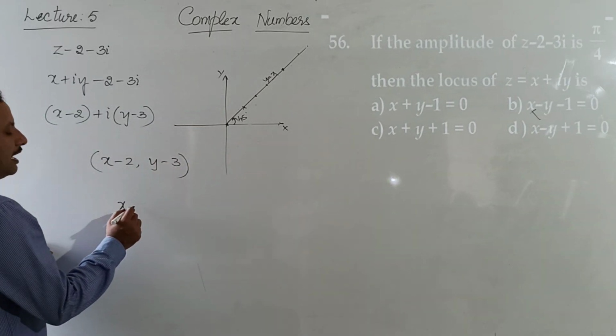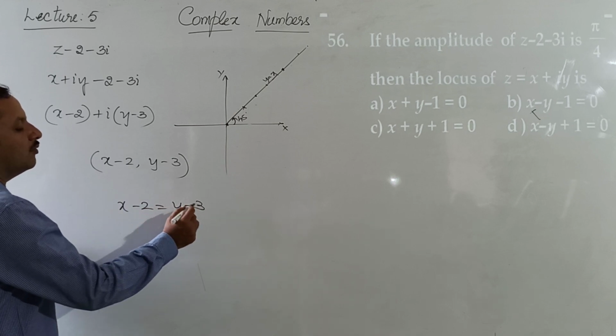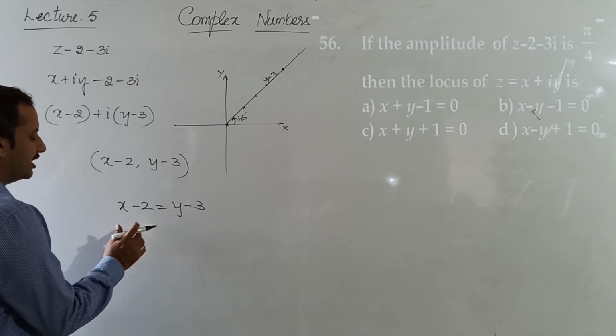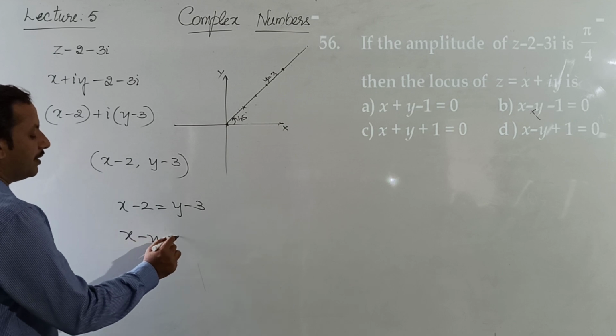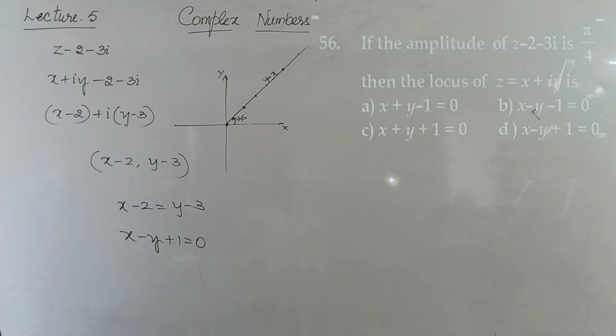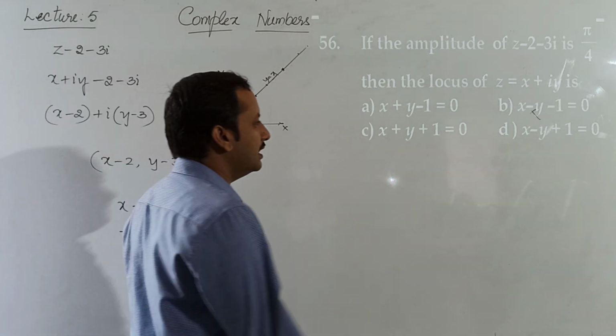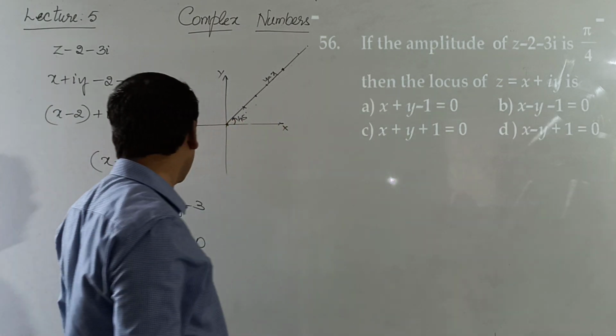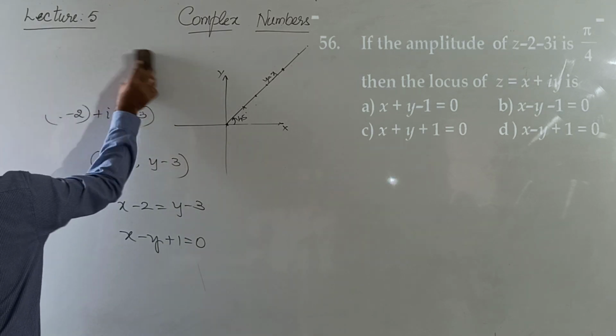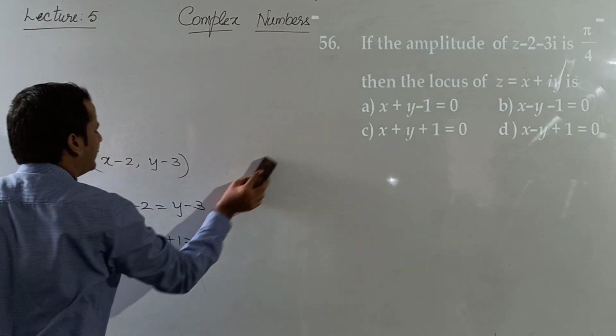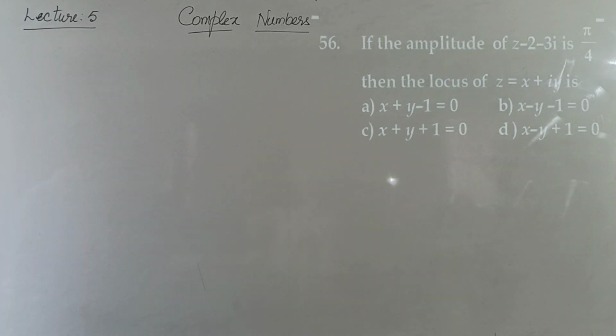So that means you will have x minus 2 is equal to y minus 3. In other words, we bring this side, we get x minus y plus 1 equal to 0, which is the fourth option. Then, let's look at the next question.